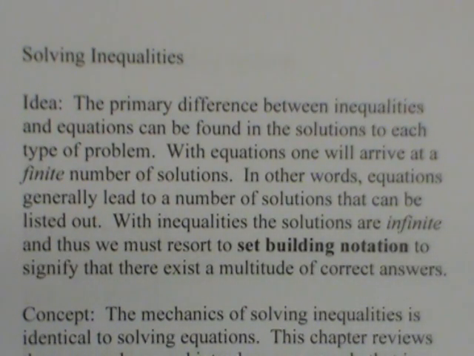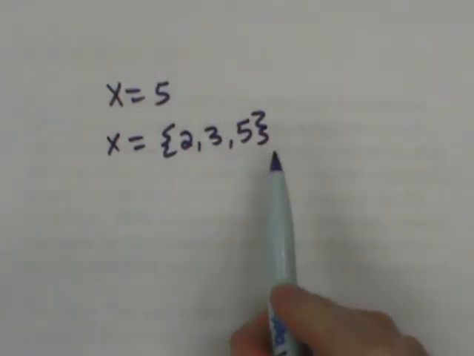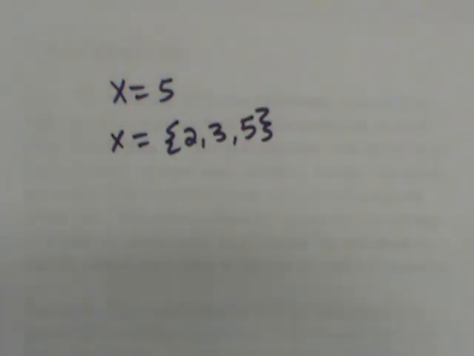something called set building notation to signify that there exists a multitude of correct answers. In other words, when we solve an equation, we get one answer. We get 3 answers, so on and so forth. You could list the actual numbers, the finite numbers out.